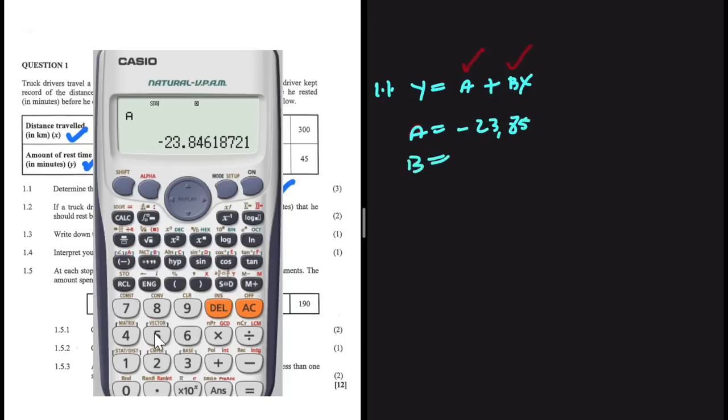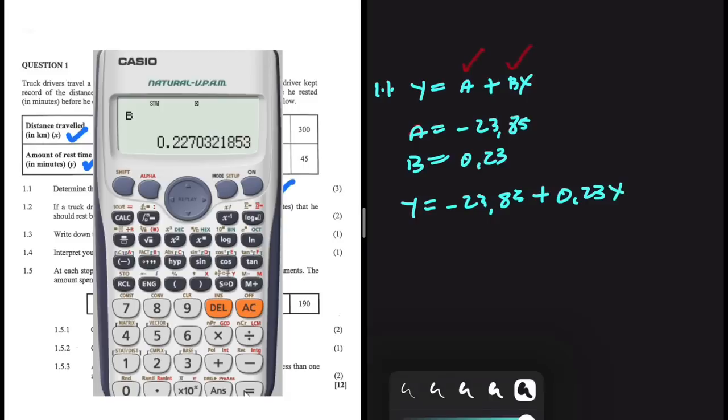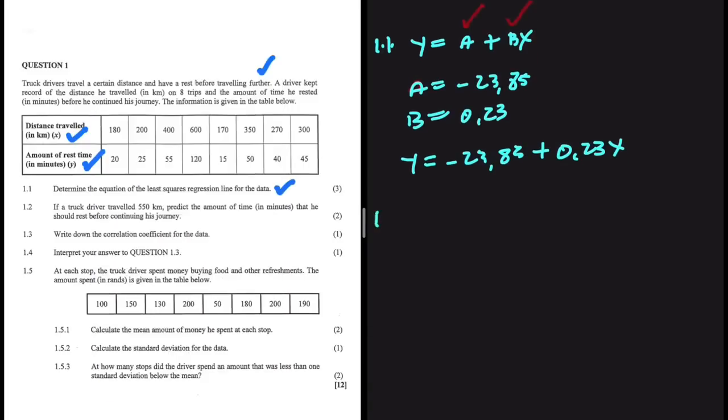Okay, now I'm interested in the value of B. So I'm going to press AC, shift 1, 5 for regression, and now I press 2 for B. B is equal to 0.23 if I round it off to 2 decimal places. So there we go. We have the equation for the least squares regression line using our calculator. So we're going to have y equals minus 23.85 plus b, which is 0.23, multiplied by x. So that is our equation for the least squares regression line. Let's move forward and do 1.2.